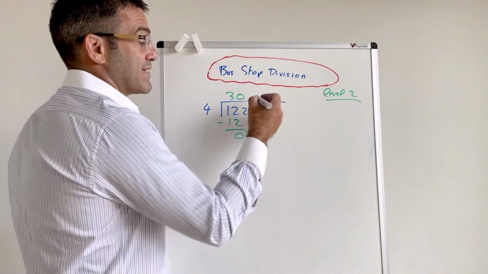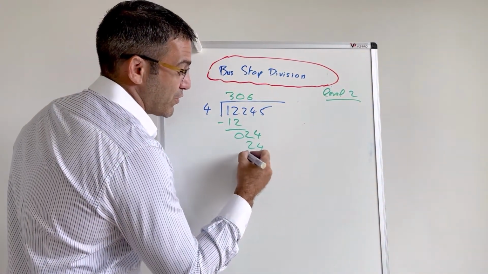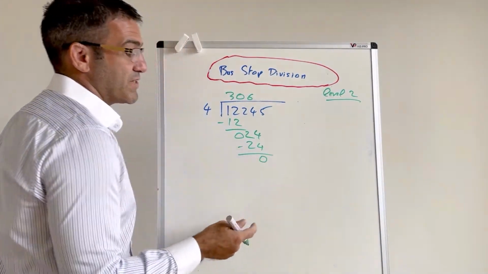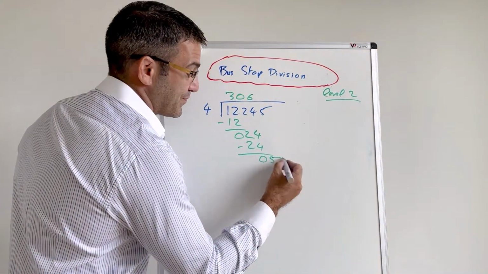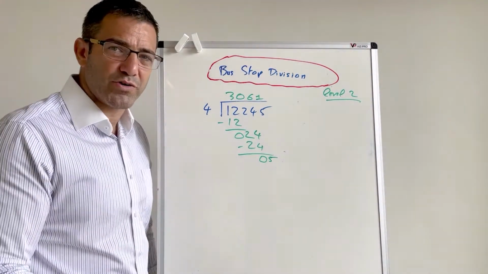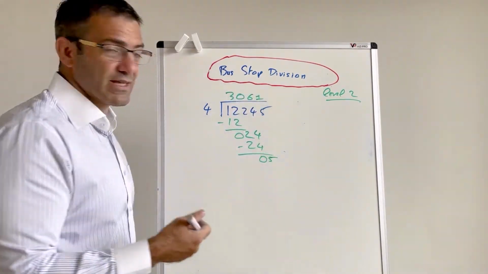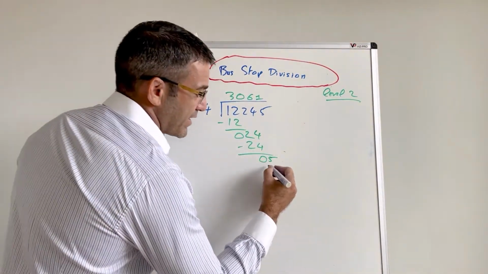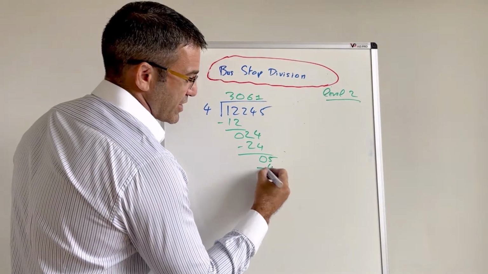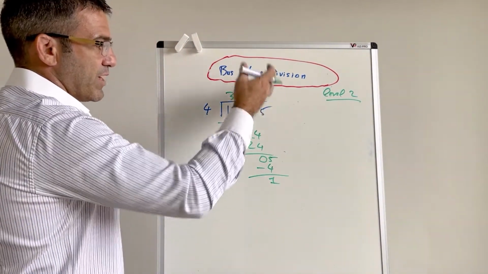It's in the 4s times table. So I can say 6 times 4 is 24. And I can write my 24 here. So 24 minus 24 is 0. And I can drop the 5 down. Okay, so I've kind of reached the end of the road here because 4 goes into 5 once. And if I write my 4 here, then I'm going to run out of digits because 5 minus 4 is 1. And there's no more numbers to drop down.